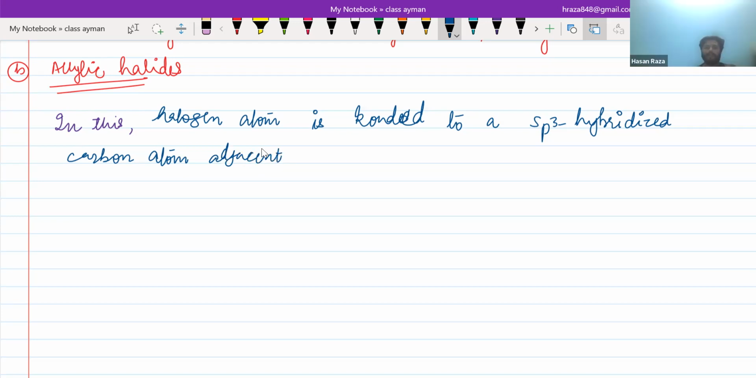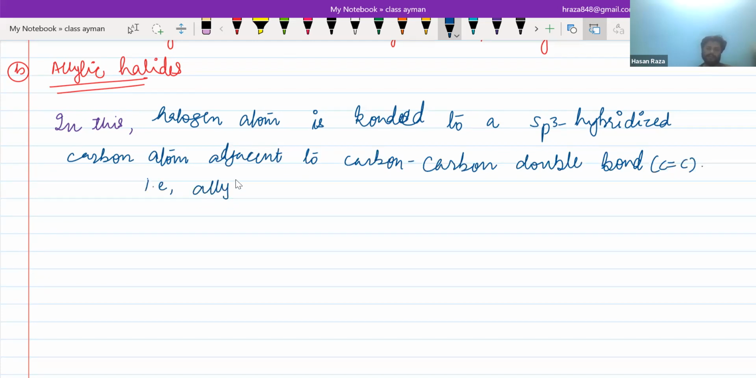The halogen atom is bonded to an sp3 hybridized carbon atom, and that carbon is adjacent to a carbon-carbon double bond. That means C double bond C, and this adjacent position is the allylic carbon. We call it allylic carbon. So just focus here. There will be C double bond C, and there will be H, and then again C, here it is H2, and then X.